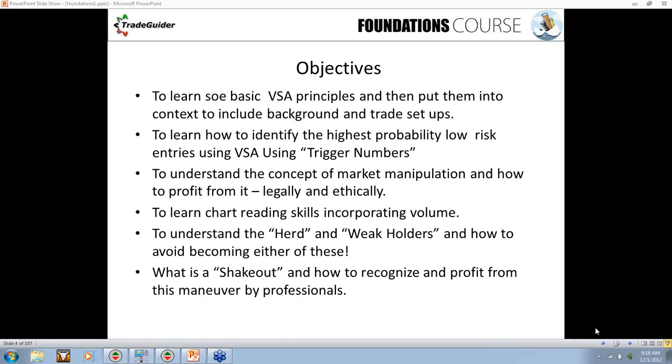So we're going to learn the concept of market manipulation and how to profit from it. And I say that legally and ethically, and that's what I mean. To learn chart reading skills incorporating volume. To understand the term the herd and weak holders. I don't want you, when you leave this course, to fall into either of these categories. I want you to avoid being a herd trader or a weak holder. We're going to learn my favorite signal, the shakeout, and how to recognize it. It's a profitable maneuver for professional money, and it can be very profitable for you if you recognize it. And I'm going to show you some examples.